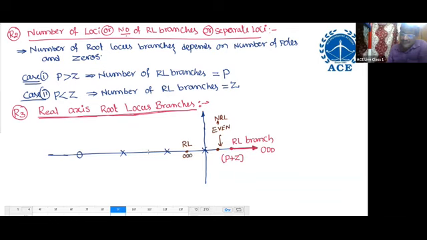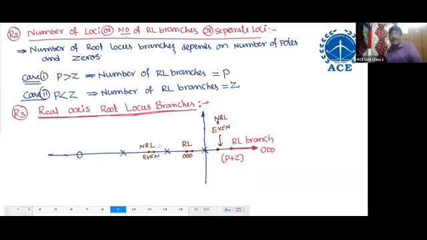Take a point, count right here. 1, 2 means 2. 2 means even. Just count right, count right only. How many? 1 plus 1, 2. So 2 means even. Even means what? No root locus.